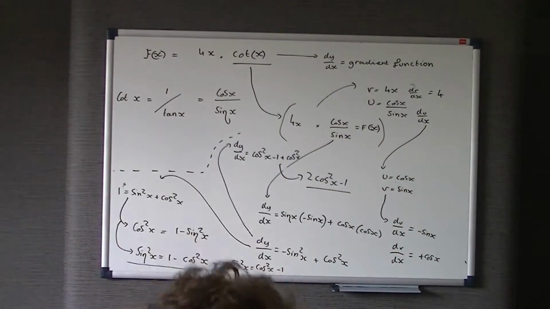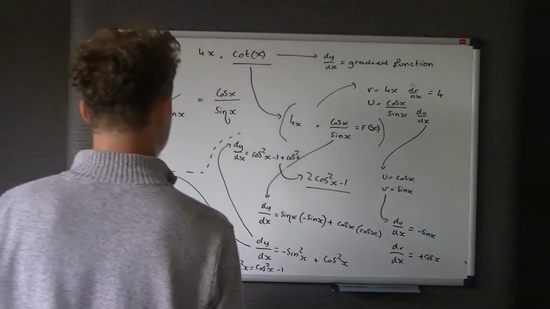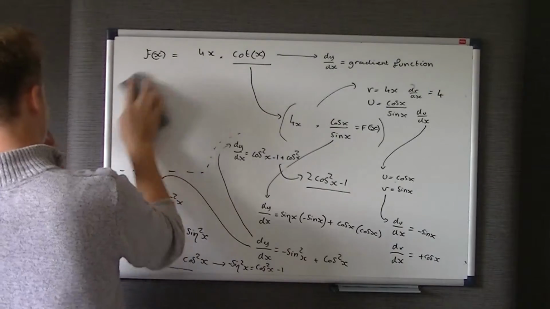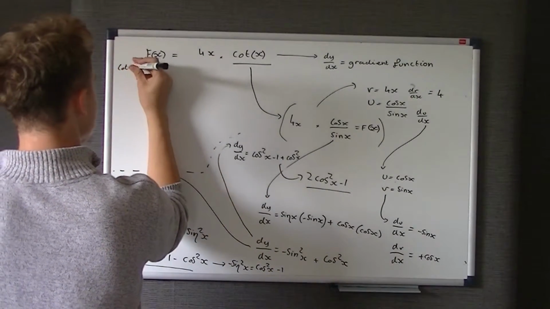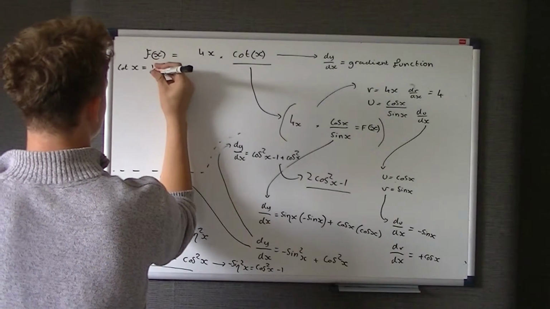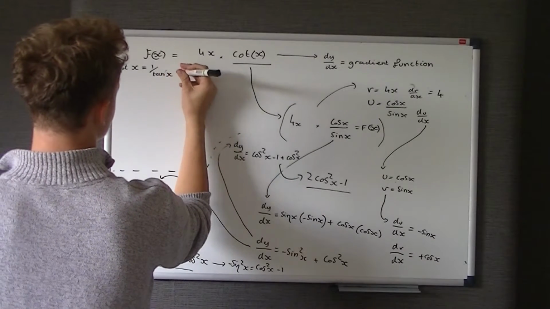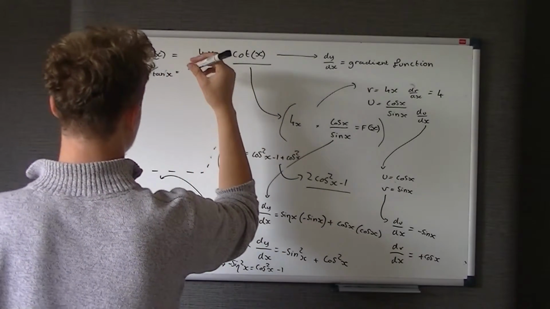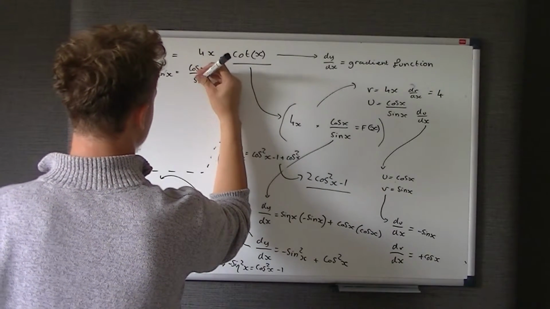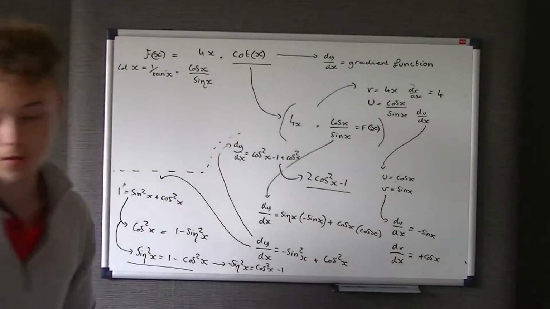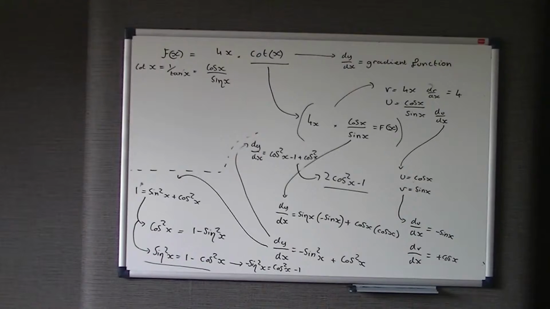So I'm just going to tidy this up a little bit and then I'll go through again what we've done. Just to give myself a bit more space, I'll put that cot x up here, 1 over times... sorry, let me remember, it was cos x over sine x. Sorry about that.